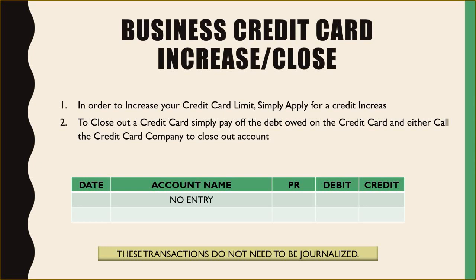And of course, if you decide to increase or close out your credit card, there's no entry there, because again, who is able to increase your credit card limit? Your credit card company. So you have to apply for that. Okay? And if you need to close out your credit card, how do you do that? You pay off the credit card, and then you call the credit card company and close it out. So in this case, nothing needs to be journalized there, because that is something you have no control over. Okay? Except for closing it out.